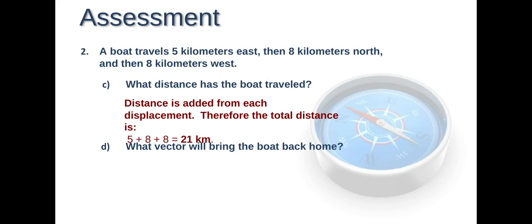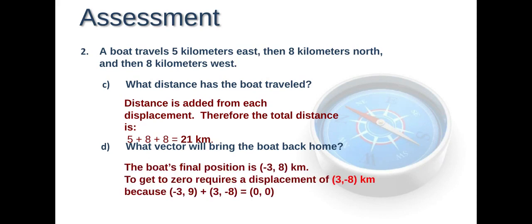What vector will bring the boat back home? So, you want to know what is going to bring it back to its original position. Well, the boat's final position is -3, 8. To get to 0 requires a displacement of 3, -8 kilometers. So you're trying to get back to 0. There's a typo here. It says -3.9. It should actually say -3, 8 plus 3, -8. So -3 plus 3 is 0, and 8 minus 8 is also 0. So that's how you figure out what that final vector is going to be.